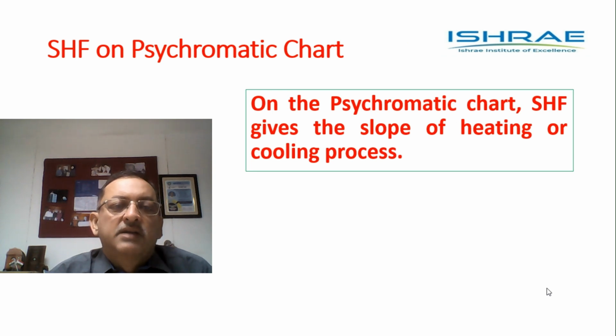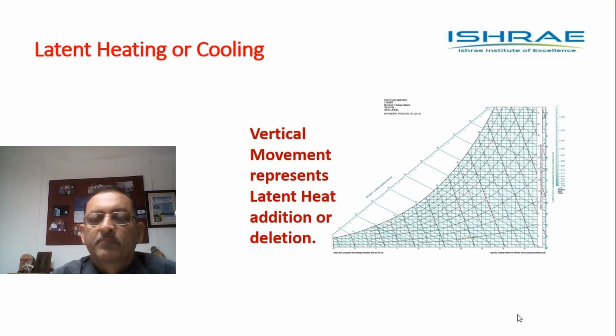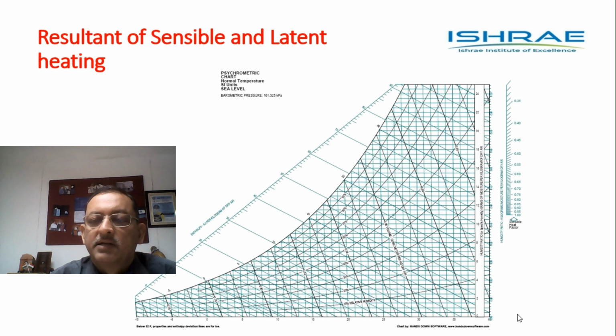Now let's try to understand the sensible heat factor on the psychrometric chart. The sensible heating or cooling can be represented on the psychrometric chart with the help of a horizontal line. A sensible heating process involves horizontal movement to the right, whereas a sensible cooling process involves horizontal movement to the left. On the other hand, when we are talking about latent heating or cooling, a vertical movement represents addition of latent heat, whereas a downward movement represents deletion of latent heat.